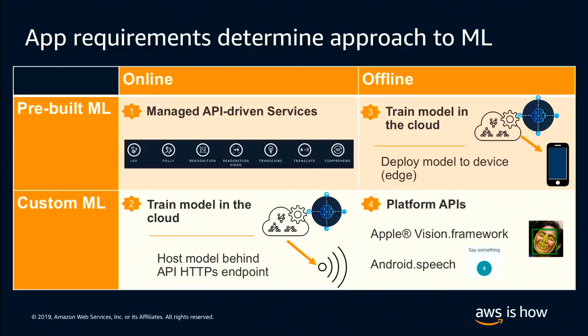There's a lot of great managed API services with Amazon right now. So we got Lex, we got Polly, Rekognition. I'll do a demo of Rekognition real quick. Transcribe, Translate, and I do also have a demo of Translate. Let's talk about Rekognition for a minute.